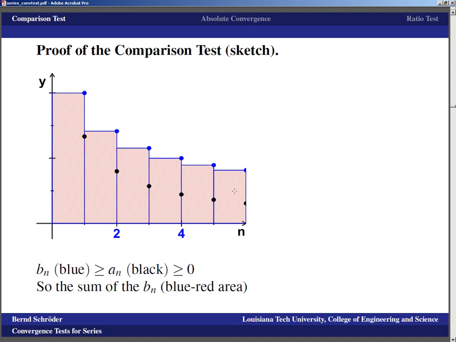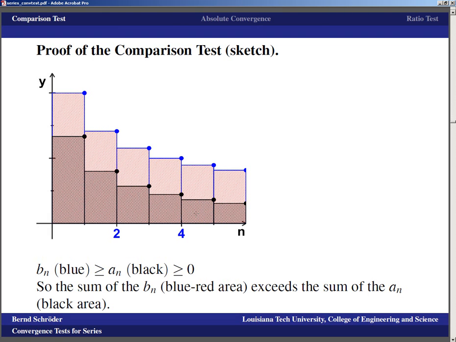because all the b_n are greater or equal than the a_n, the sum of the b_n will include the sum of the a_n, so it must be exceeding the sum of the a_n, because every black rectangle is actually contained in a corresponding blue and red rectangle. And so the area that represents the sum of the a_n is smaller or equal to the sum of the b_n, which is represented by this blue and red area here.